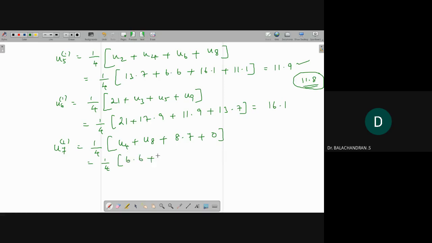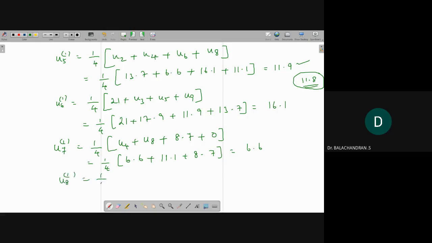Plus U8. You should use the previous iteration value. U8 is 11.1. Plus 8.7. So final answer 6.6. Okay, now U8.